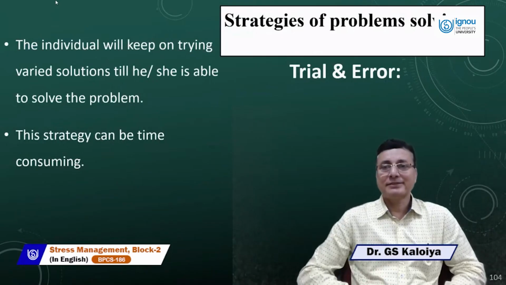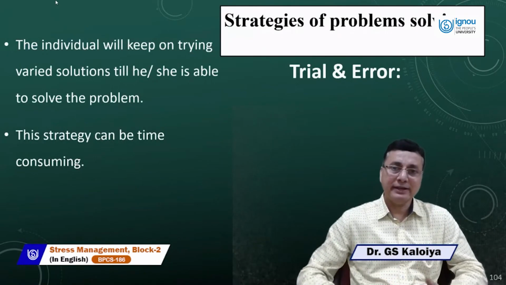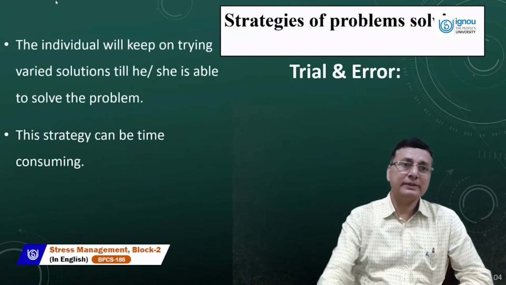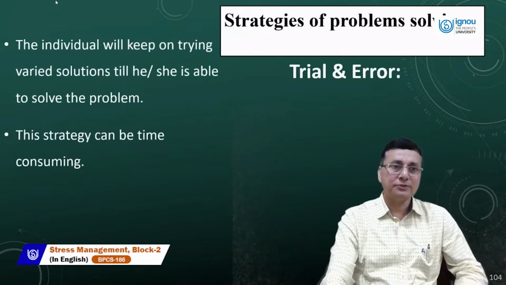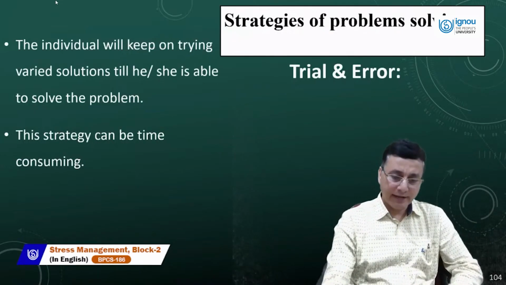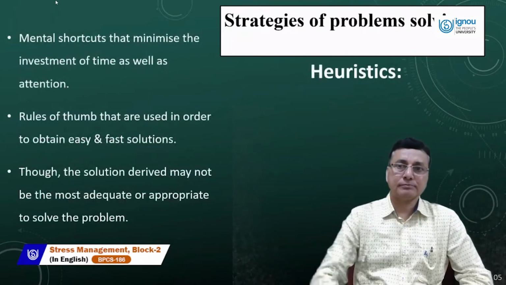Let us see the strategies of problem solving. One strategy is trial and error, where we do not know the exact way of doing and we try and ultimately we find the answer. So the individual will keep on trying varied solutions till he is able to solve the problem. This strategy can be time consuming because lots of trials are needed.